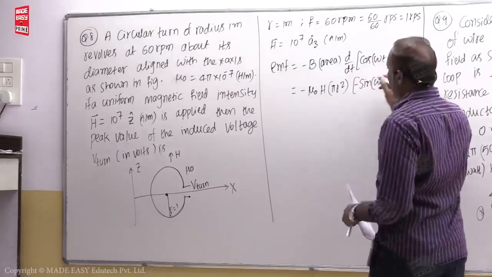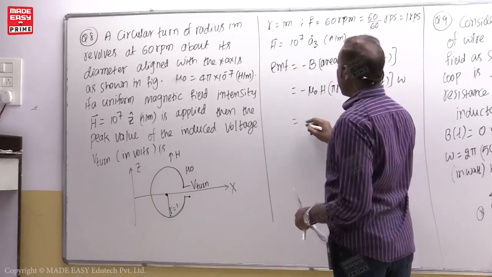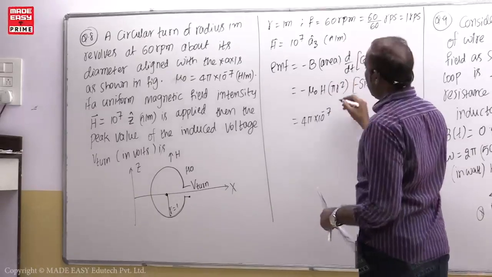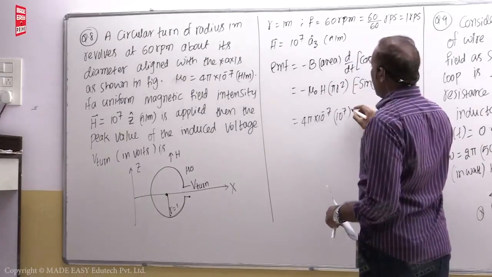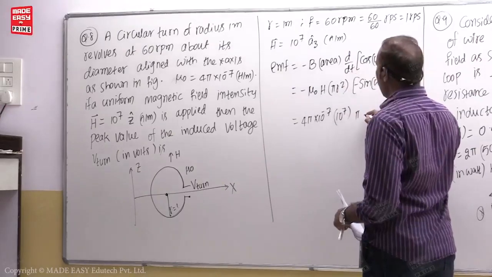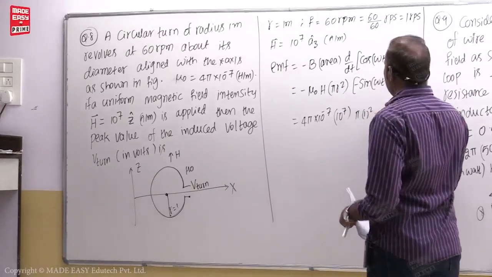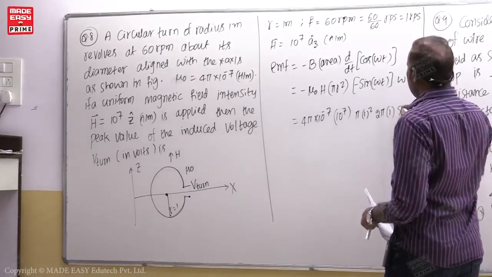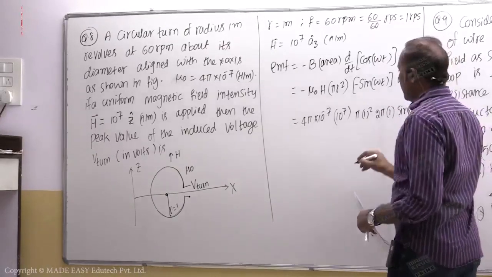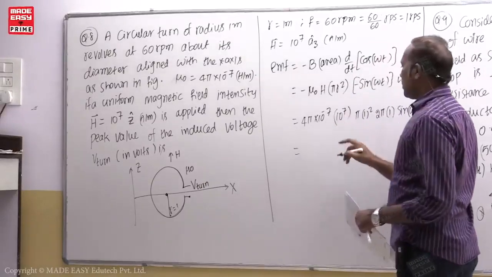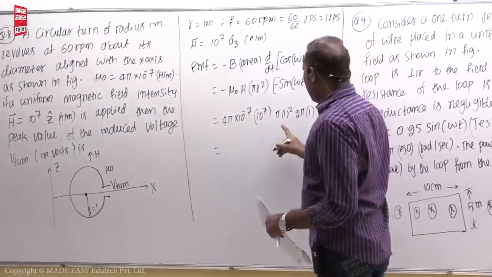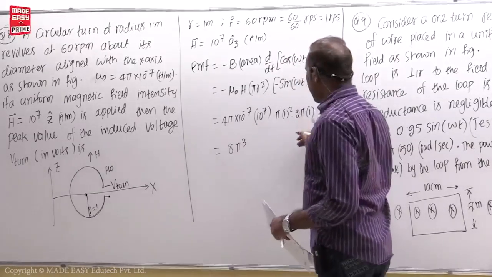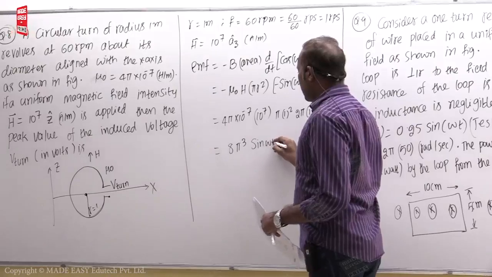So you substitute all things, minus into minus plus, mu naught is 4 pi into 10 to the power minus 7. H is given here, magnitude is 10 to the power 7, and pi r square, radius is given 1, so that is 1 square. Then omega is 2 into pi into f, f is 1 given, then sine omega t. Okay, so 10 power minus 7, 10 power 7, 10 power 0 is 1, and 2 into 4 is 8, 8 pi cube, pi cube sine omega t is there.